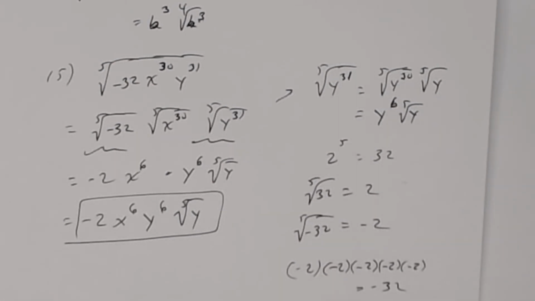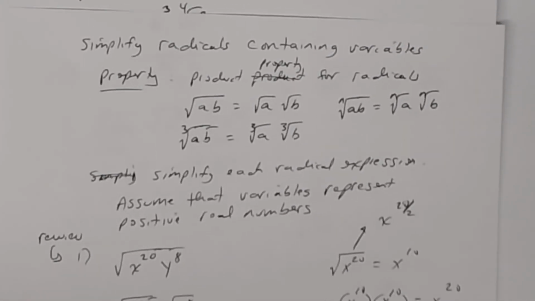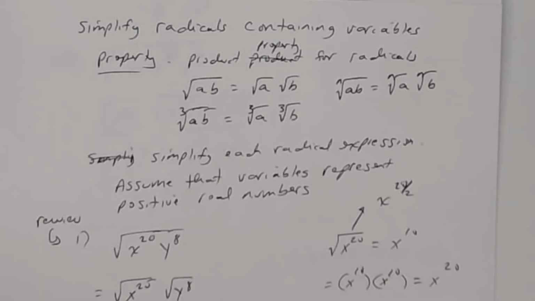And that's it. So it's a very simple process. It's not a difficult topic at all. Okay? So that is simplifying radicals containing variables.